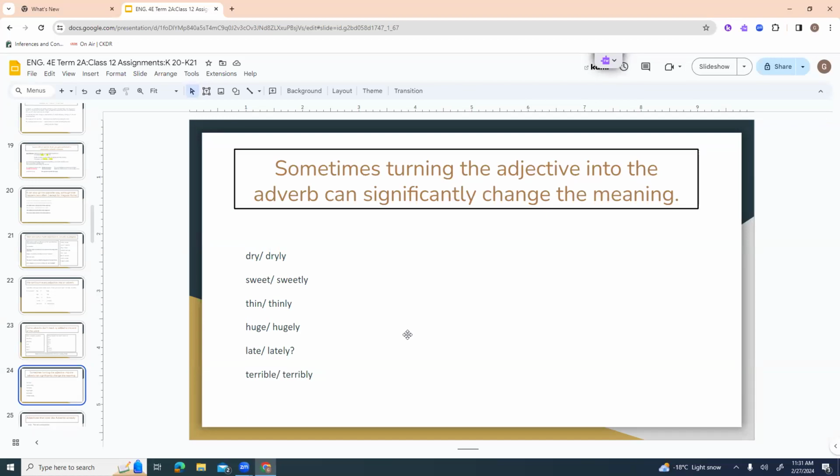Huge versus hugely. Adjective form of huge would mean like big. Hugely as an adverb would mean like a lot, or like he's hugely fond of her. He's really fond of her. It's changed its meaning a little bit. Late versus lately. This is a tricky one because late has a couple of meanings. It could mean like you're not on time, but we also use the word late to mean the idea of somebody who's passed away, like the late Ronald so and so.